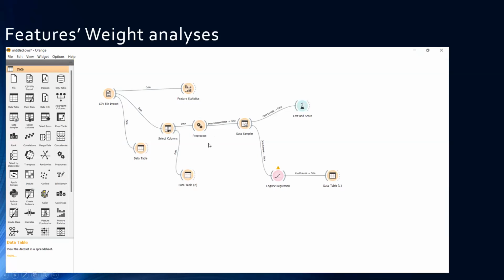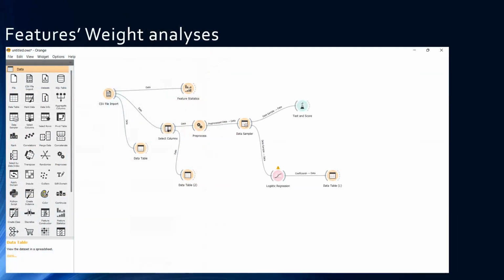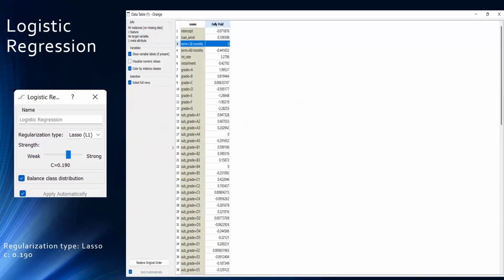In Orange, we use this. In pre-process, we normalized values to 0 and 1 to remove data redundancy. After that, data sampler, and we use logistic regression. We would like to prove our opinions using logistic regression. Logistic regression is widely used in linear classification problems, although it is called regression. When we used logistic regression, we used lasso as a regularization type. At first, we took a C value of 0.190, and then we took these results. As you can see, term 36 months value is 0. This means it is not important for our prediction. Next slide, please.